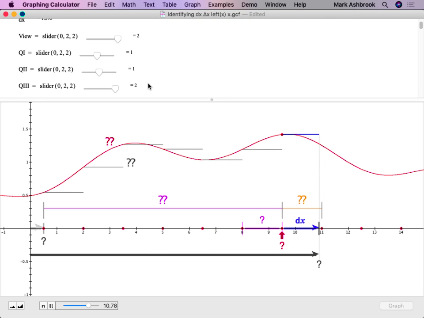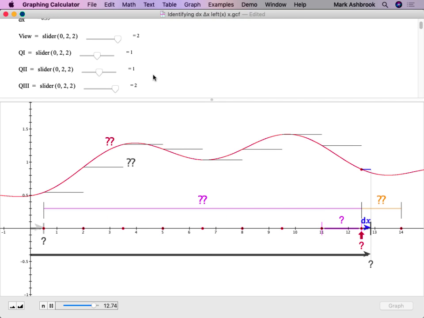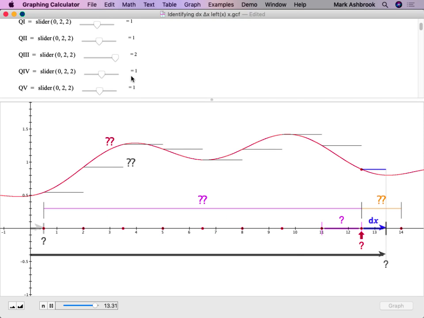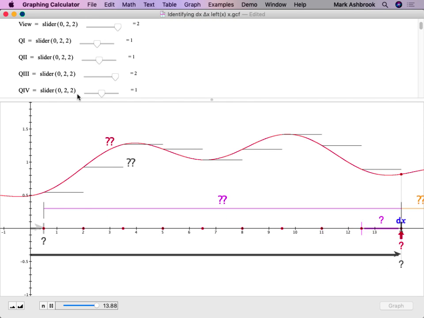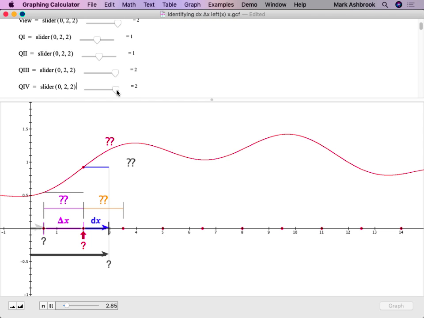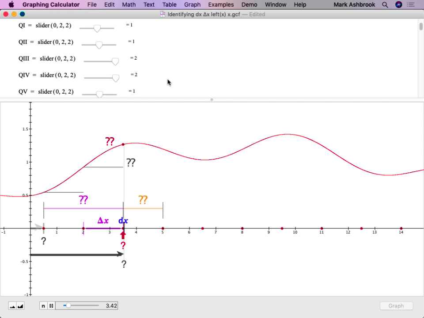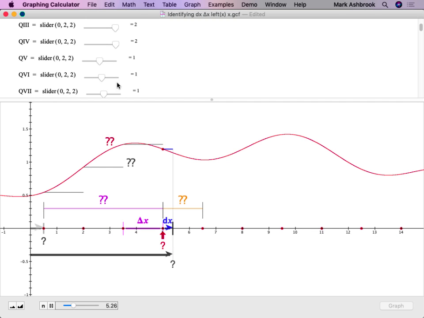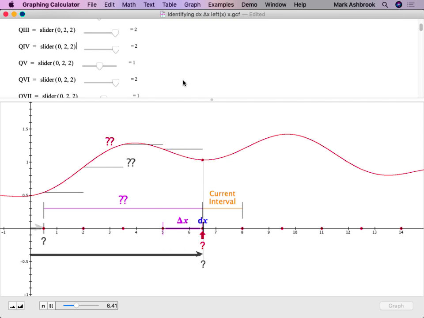Okay, Alyssa, pick another one. Anything you want. The pink single question mark is your delta x. Delta x. I think that's this one. Okay. Alyssa, pick anyone you want. I have the double orange or yellow, whatever is our current interval. Current interval. I think that's this. Come on, 3 for 3. Winston. The pink double one. Yeah. The completed intervals.